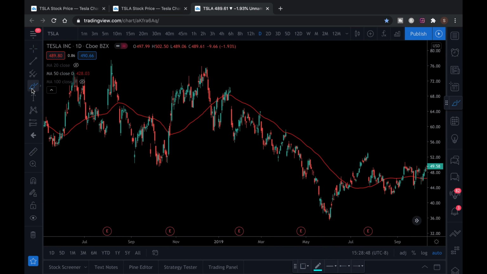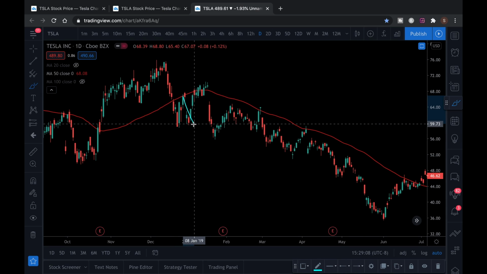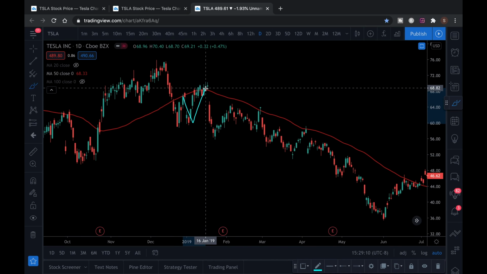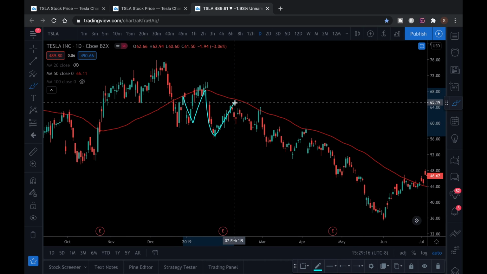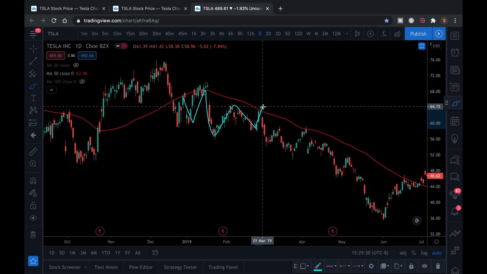This looks like a pattern of rejection of the 50-day moving average. Let's look for 3 interactions. First interaction, hard rejection. Second interaction, hard rejection. Third interaction, what do you know? By this 4th attempt, you best believe it, I'm going short.